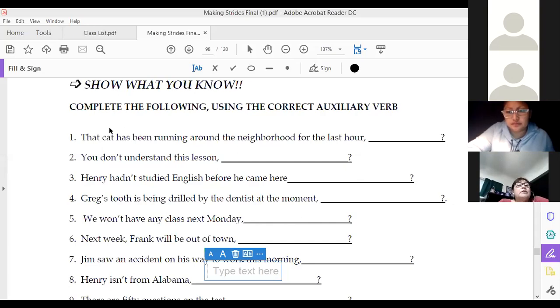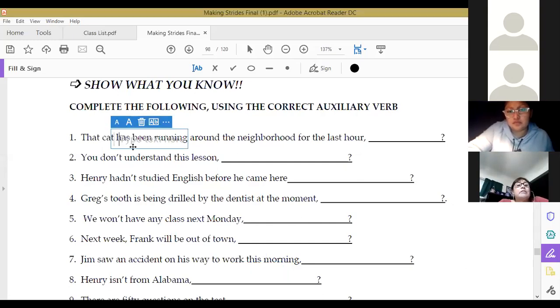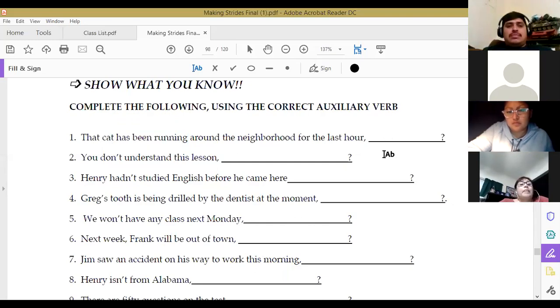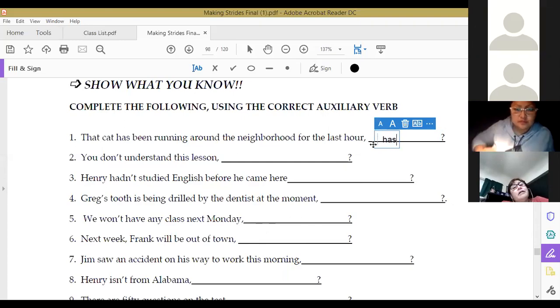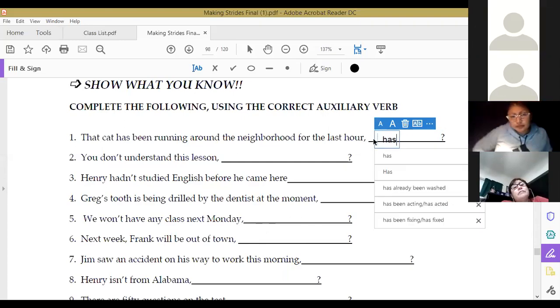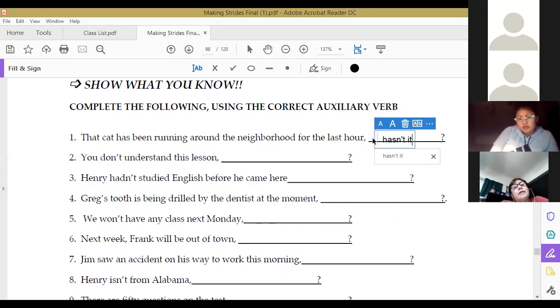Yes. Okay, so again, we have to look very carefully at one side, and then we're going to make a sentence in the other side. So the first one says the cat has been running around the neighborhood for the last hour. What can we say? Hasn't it, right? So we have has over here, and we have hasn't over here. Has and hasn't. Affirmative and negative.